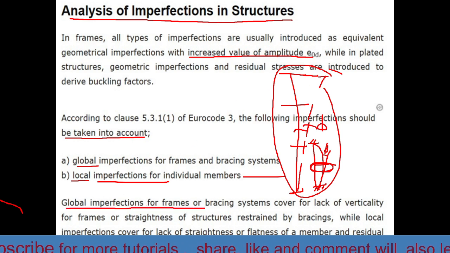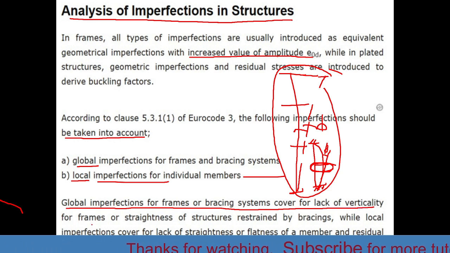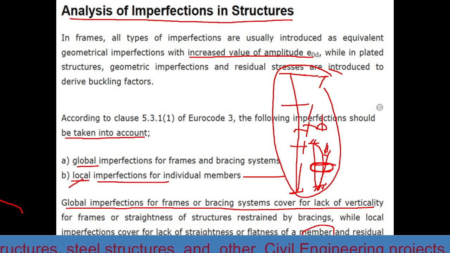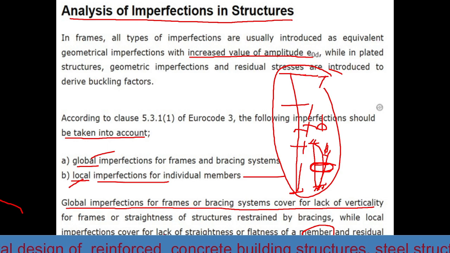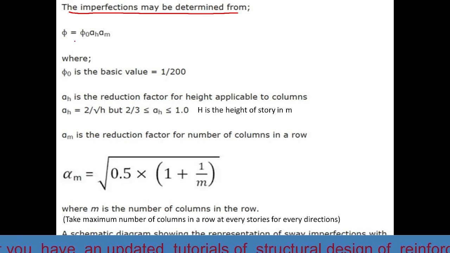So global imperfection for frames or bracing systems covers for lack of verticality or straightness of the structure restrained by bracing, while local imperfection covers for lack of straightness or flatness of a member, for a single member. So this is for a single member, and global imperfection is for the whole structure. Imperfection may be determined from this formula.